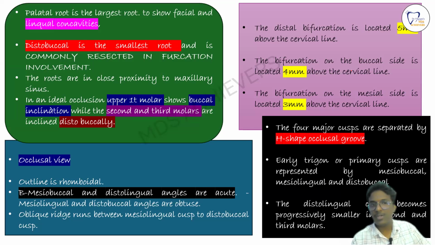In an ideal occlusion, the upper first molar shows a buccal inclination, while the second and third molars are inclined distobuccally. In the occlusal view, the outline is rhomboidal, and the mesiobuccal and distolingual angles are acute, while the mesiolingual and distobuccal angles are obtuse. This is also one of the very important things, because they frequently ask these questions. These are all important for clinical purposes.